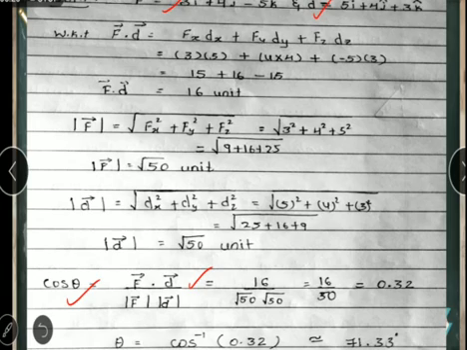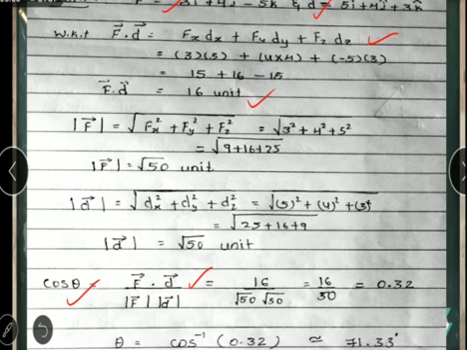So first separately find the dot product F dot D, then the magnitude of F and the magnitude of D. F dot D, simply we can write fx dx plus fy dy plus fz dz. So fx value is 3, dx value is 5, fy value is 4, dy value is 4. Next, fz value is minus 5 and dz value is 3. So substitute, you will get 15 plus 16 minus 15. Finally, the value is 16.